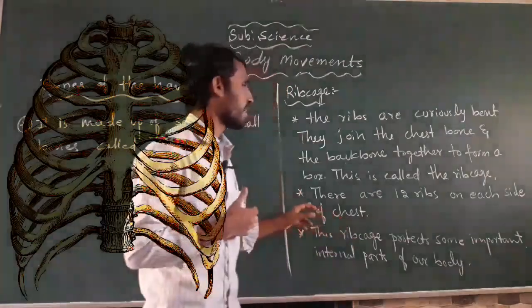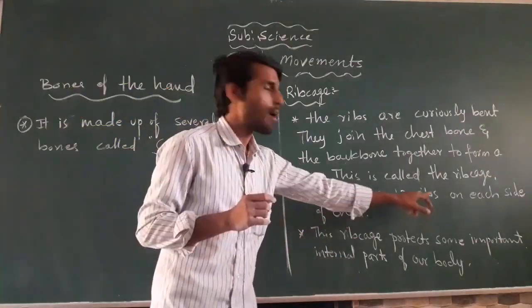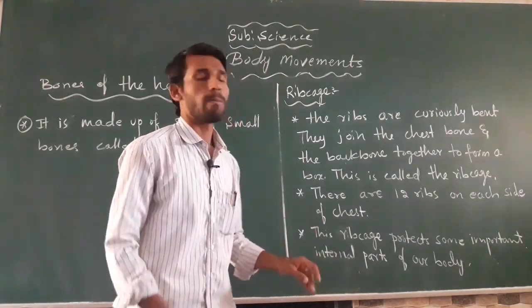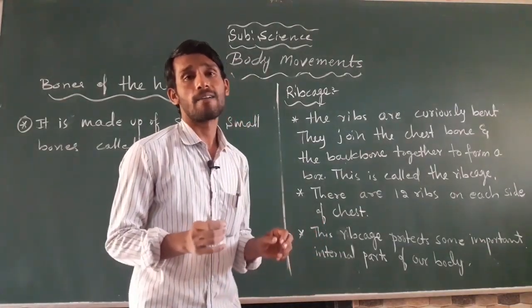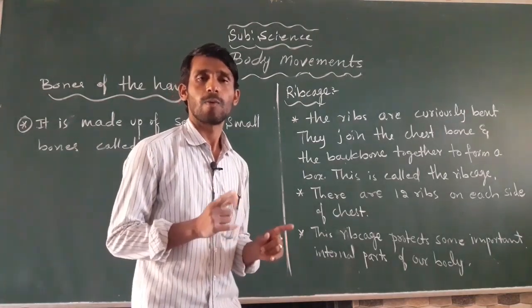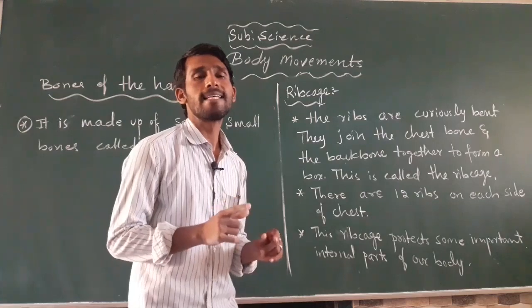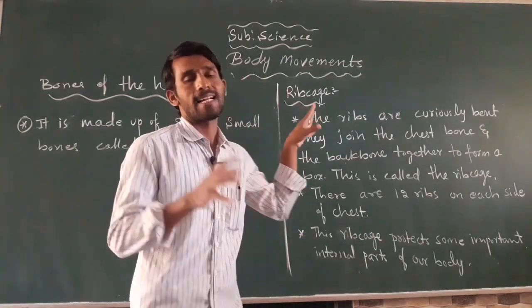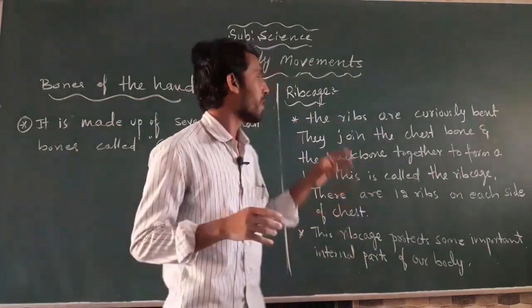Next point here: there are 12 ribs on each side of the chest. Last point: the rib cage protects some internal organs of the human body. For example, the heart is one of the internal body parts, and the heart is protected by the rib cage. Okay, these are some important points about the rib cage.